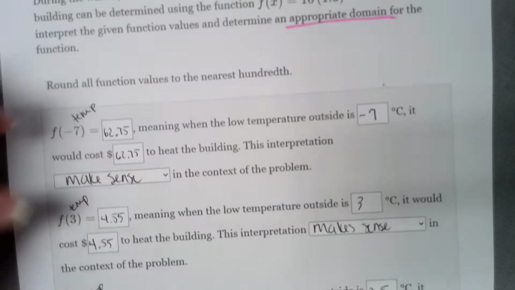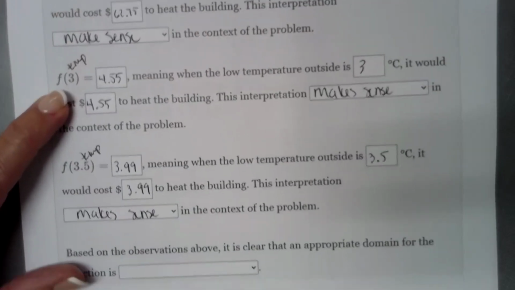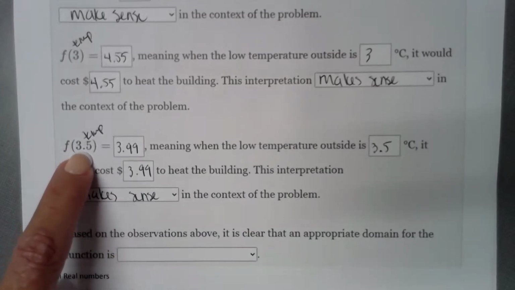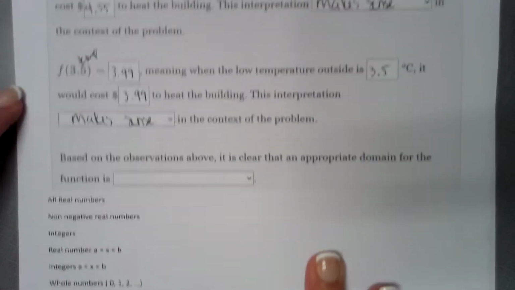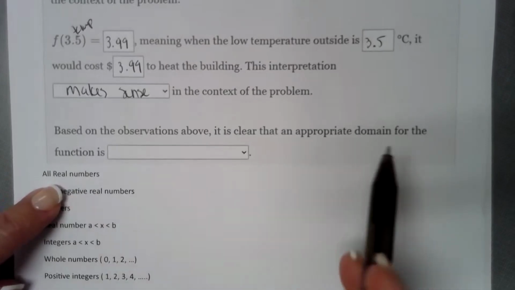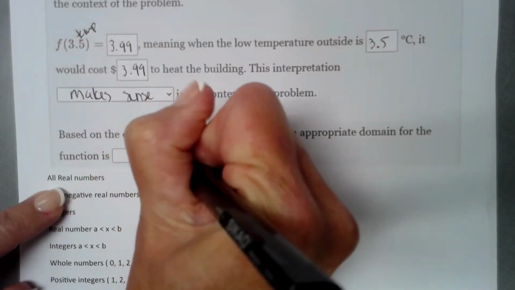So for temperature, negative temperatures are possible, positive temperatures are possible, and notice a decimal. In other words, not just whole numbers, but all the little decimals in between also make sense. So remember, real numbers have to do with decimals. They have decimals in them as well. So the appropriate domain here is all real numbers.